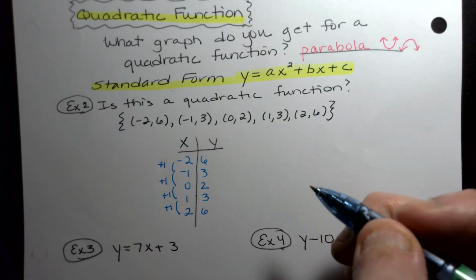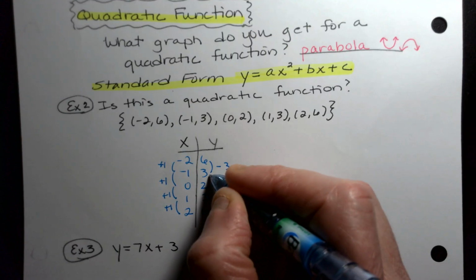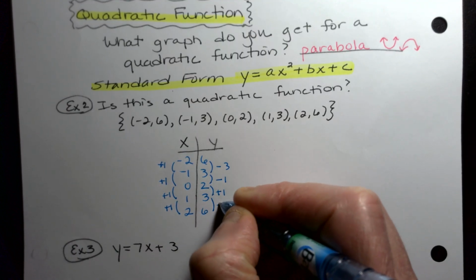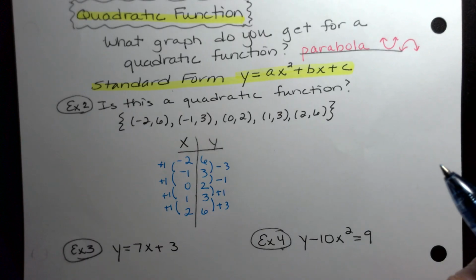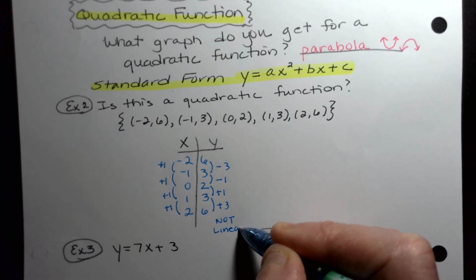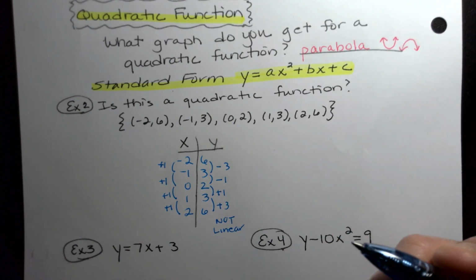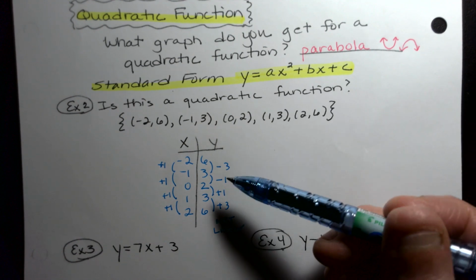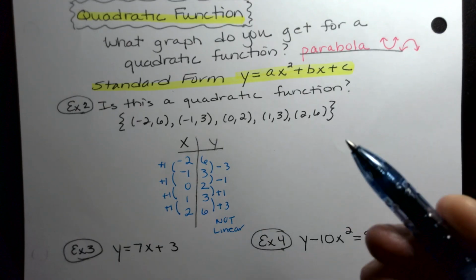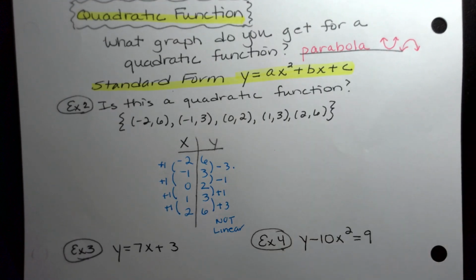And let's check the y and see if maybe it's linear. Let's see. That's down 3, that's down 1, that's up 1, and that's up 3. So it's definitely not linear. If these were the same, we'd have a linear. But now what we're going to do is that exact same thing again with these numbers. This is called the second difference. This was the first difference.